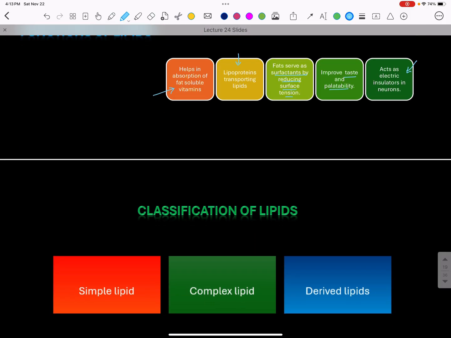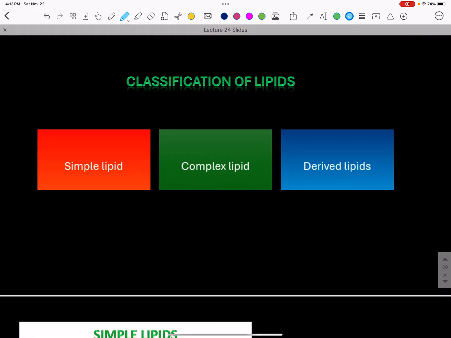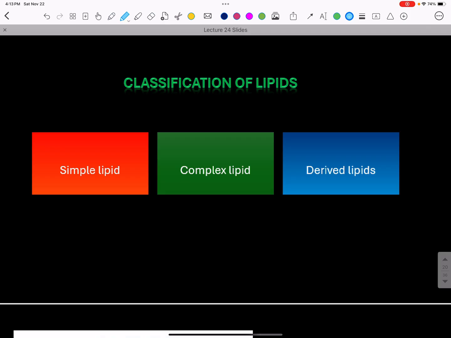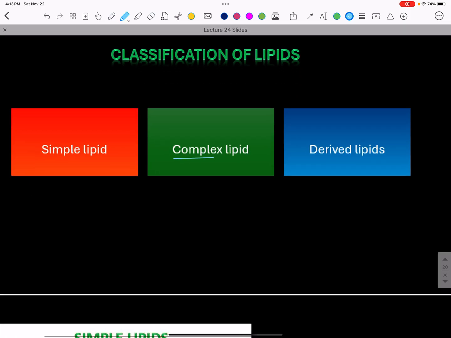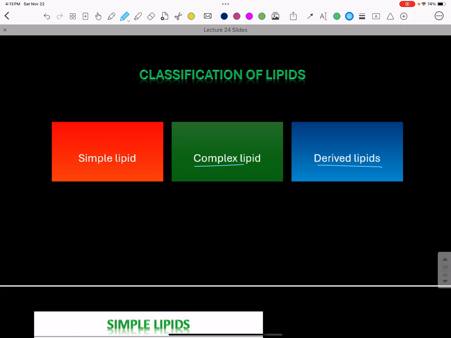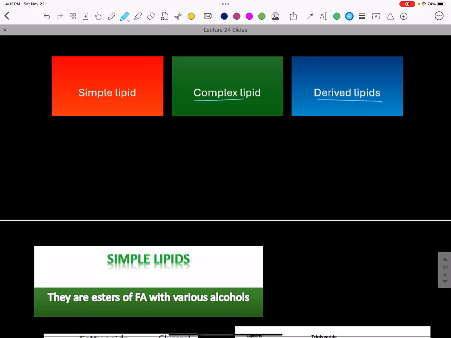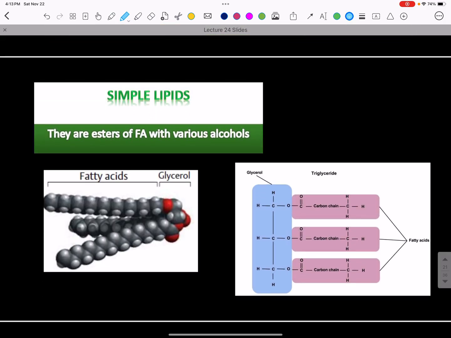Now, lipids are classified into three types: the simple lipids, complex lipid, and derived lipids. So, the simple lipids, as the name suggests, they're simple in that they're esters formed of fatty acids with various alcohols. So, we have an alcohol. Alcohols have the OH group. When you combine that with a fatty acid, meaning it has a carboxylic acid. So this is going to be an alcohol functional group. And then we have the carboxylic acid here.